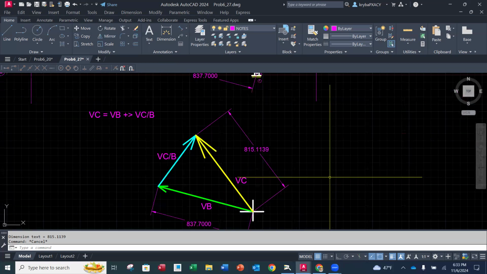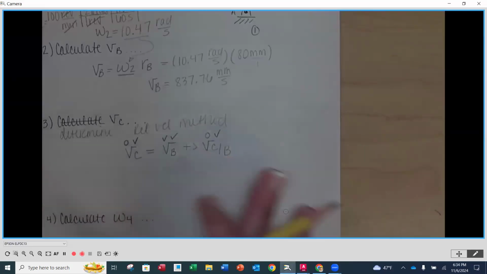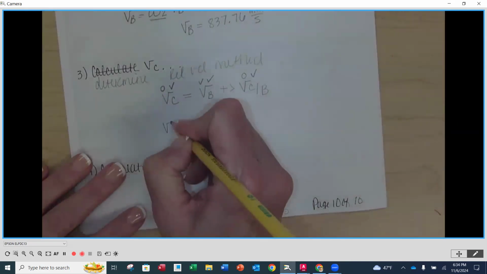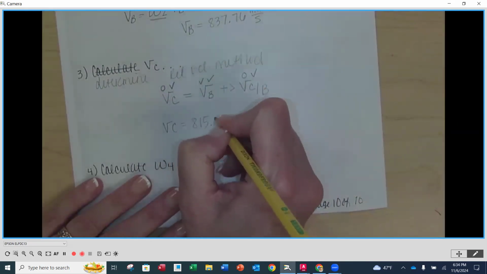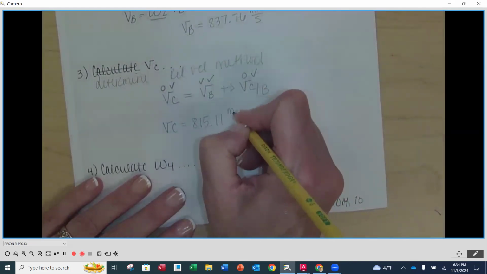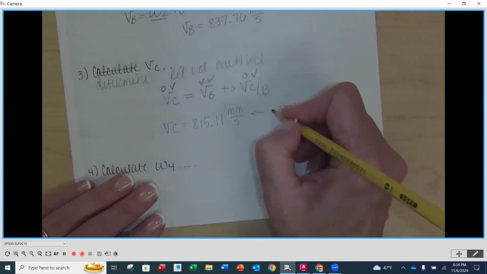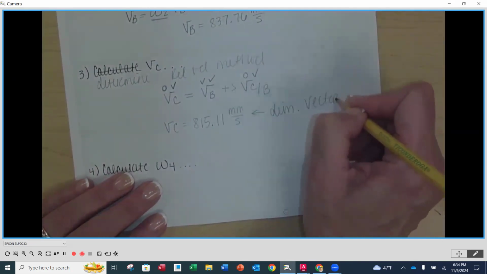Okay, now that I have that 815, I'm really done with the AutoCAD. So I have the velocity of C. I'm going to go back to my calculation here. I know that the velocity of C was equal to 815.11 millimeters per second, which was dimensioned from my vector diagram.